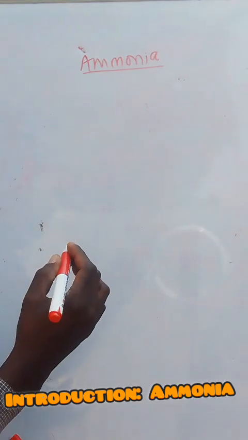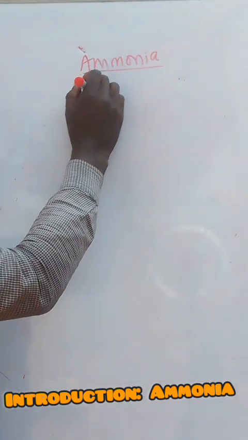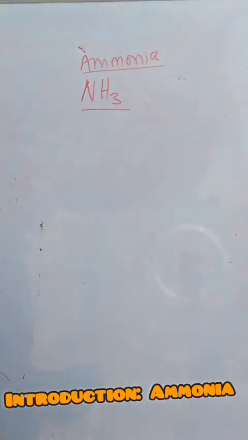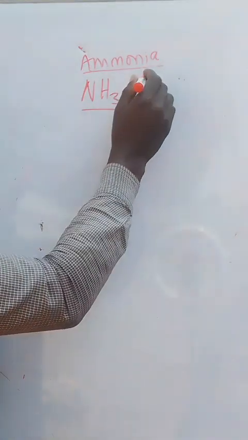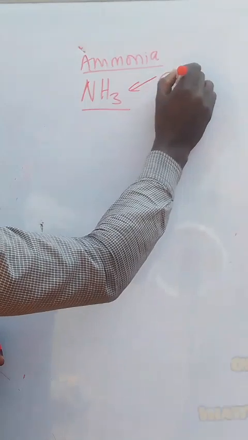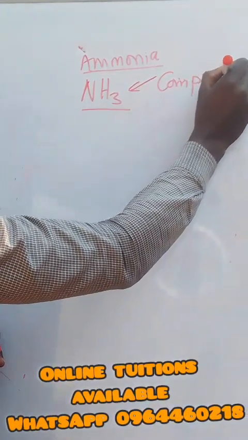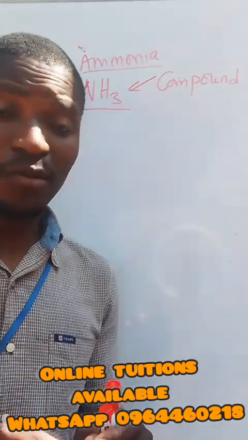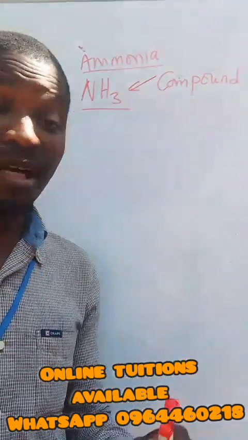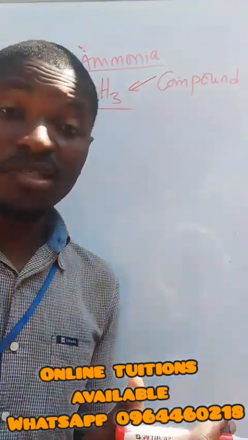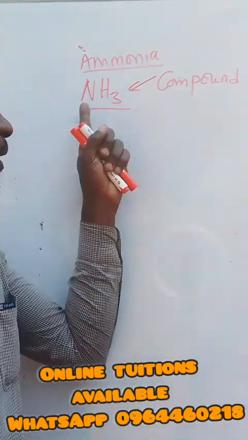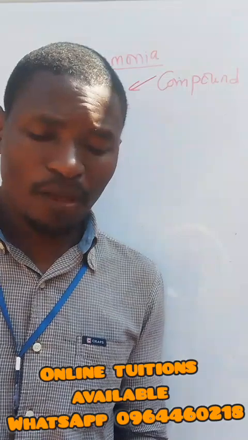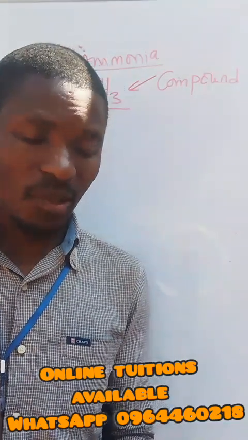So we know that ammonia has the formula NH3. Okay, so this ammonia is actually a compound. So you must be able to understand what a compound is. Anything that involves two different kinds of elements that chemically combine, that is a compound.